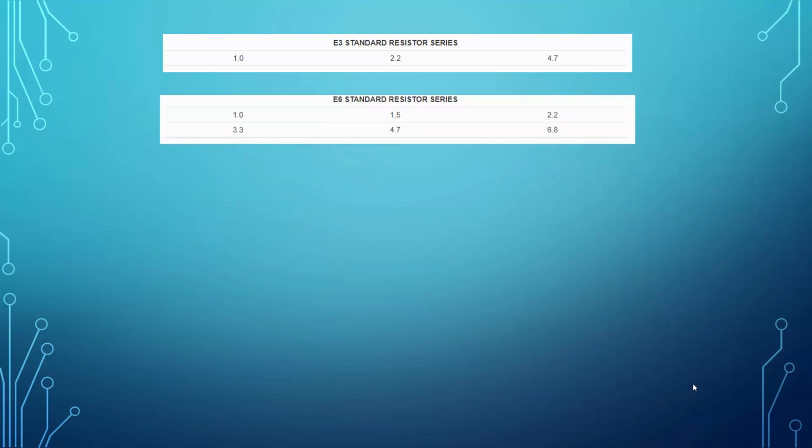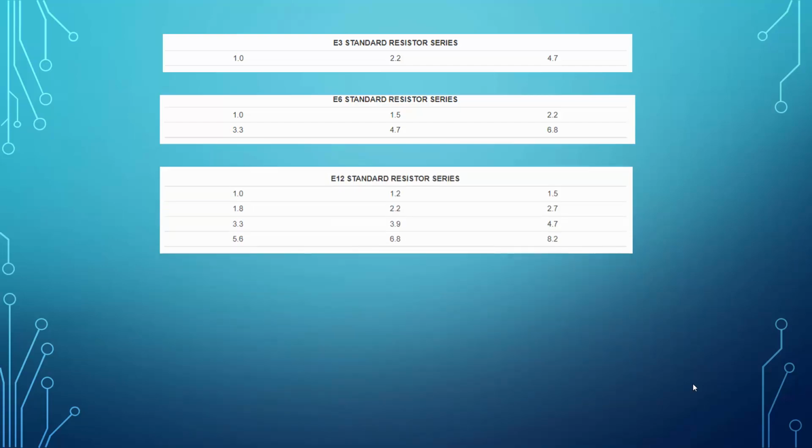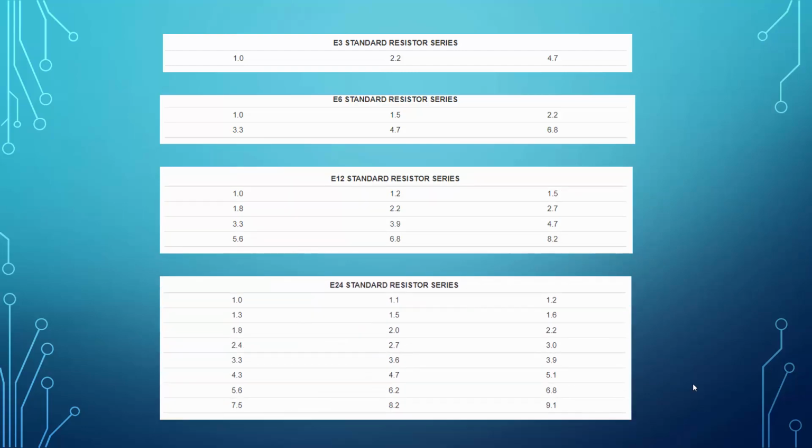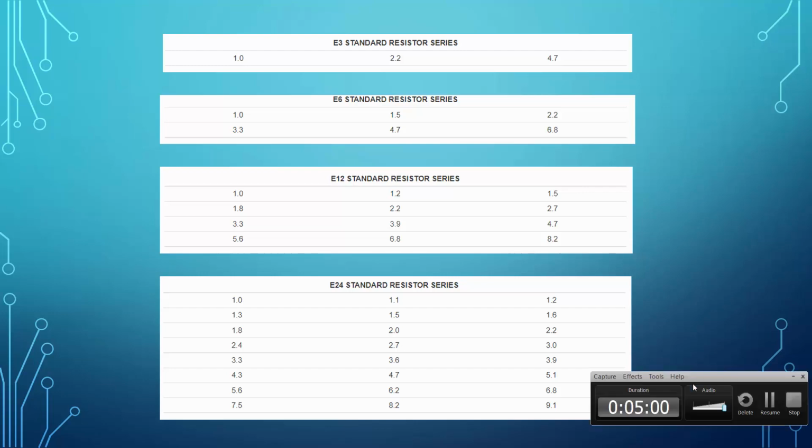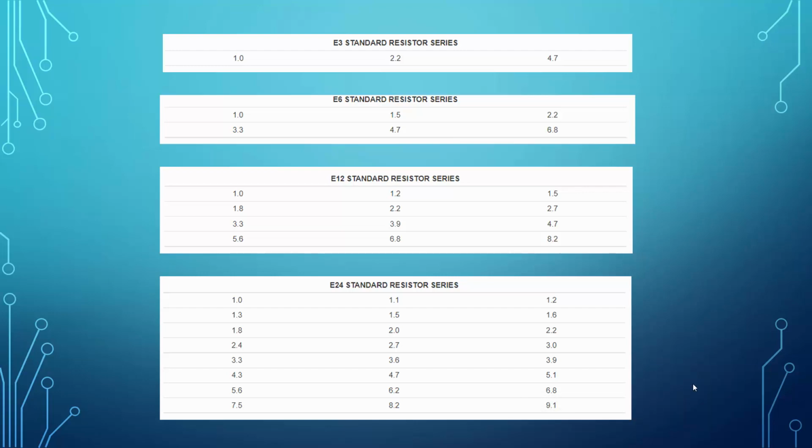The next is the E6 series with 6 values in each decade for a 20% tolerance, the E12 series with 12 values in each decade for 10%, and finally the E24 series with 24 values in each decade for a 5% tolerance. The E6 series resistor values are widely used within the industry. They provide a wider range of common resistor values that can be used.